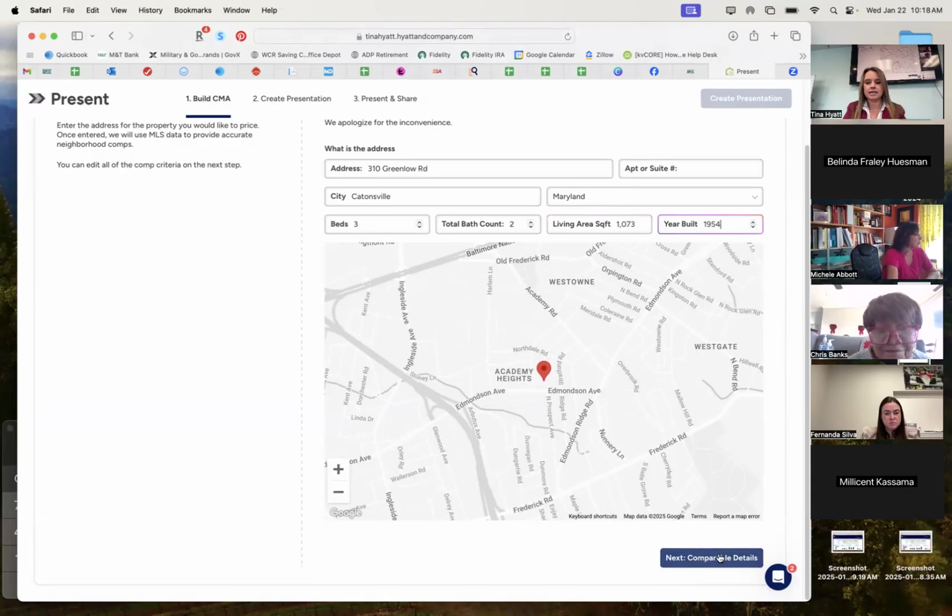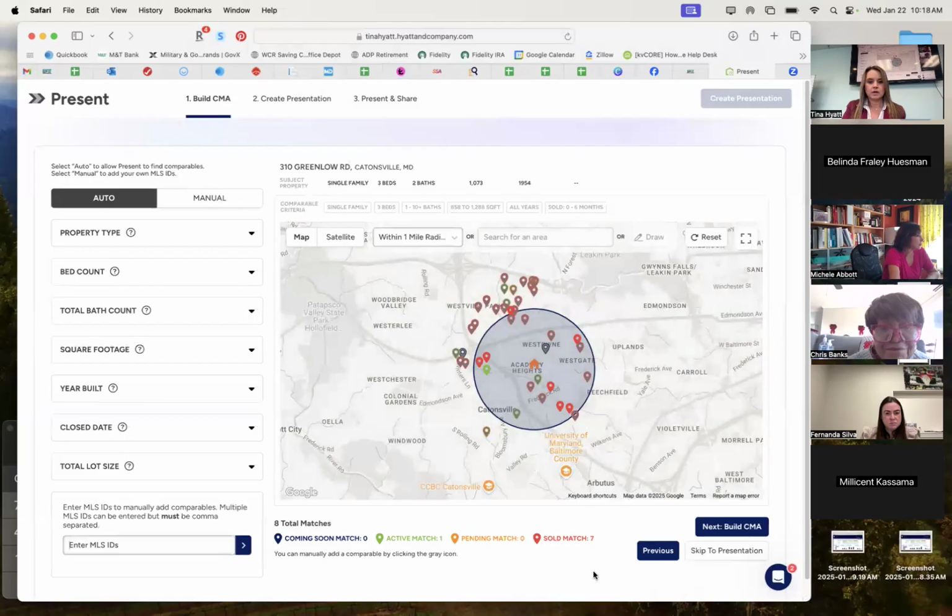Now down here, I'm going to hit next, comparable details. So notice what it's doing for me. It's automatically putting in a radius. It's automatically pulling in actives, coming soons, pendings, and solds. But up here, I can edit that criteria. So notice it's showing me solds in the last 6 months, which is perfect, right? Because that's what we usually use when we go to Bright MLS anyway. 6 months of comps is usually what we talk about.